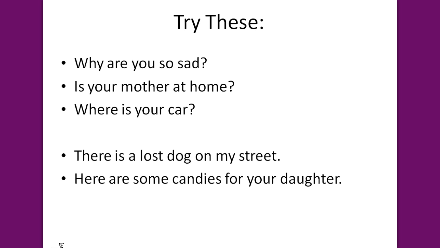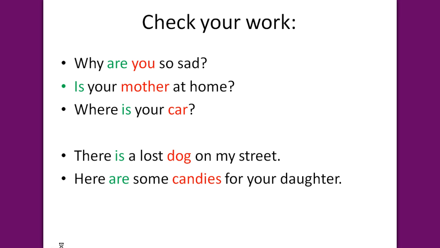Try these. Why are you so sad? Is your mother at home? Where is your car? There is a lost dog on my street. Here are some candies for your daughter. Pause this presentation for a moment if you need to, while you identify the subject and the verb in each sentence. Let's check your work.